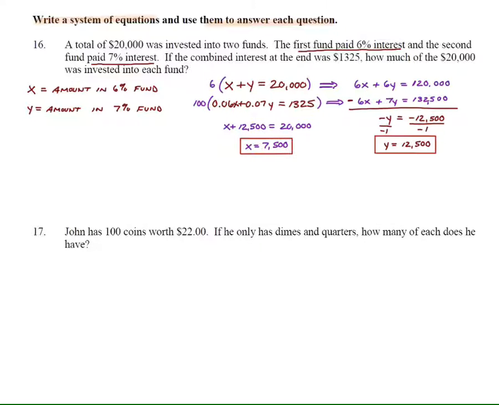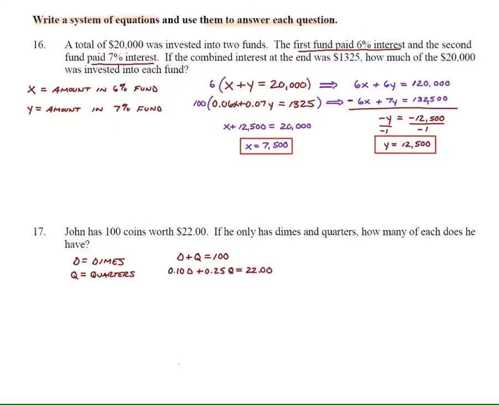So if I want to think about setting up a system, I'm first going to identify my variables. D is going to stand for the number of dimes, and Q is going to stand for the number of quarters. So I should have one equation for the total number of coins, D plus Q is 100, and I should have one equation for how much they're worth. Dimes are worth 10 cents a piece, and quarters are worth 25 cents a piece. So if I do 0.10D plus 0.25Q, that's really finding the value of each coin times the number of coins, and it should equal how much all the coins are worth.